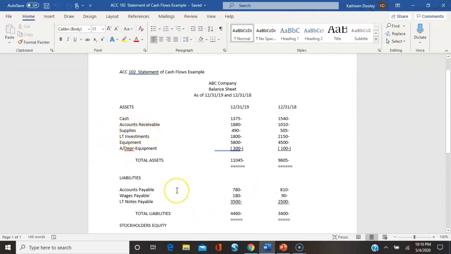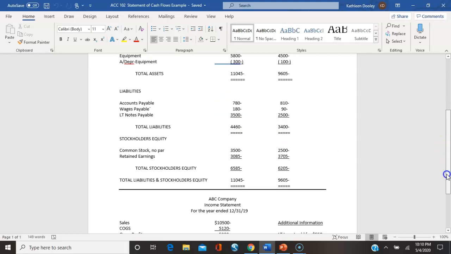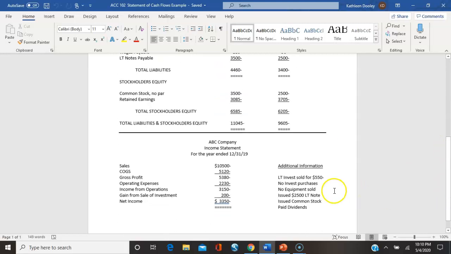Now let's take a look at our long-term liabilities. We have one, long-term notes payable. It went from $2,500 to $3,500. So let's check if there's any additional information. Okay, it said that we issued a $2,500 long-term note.